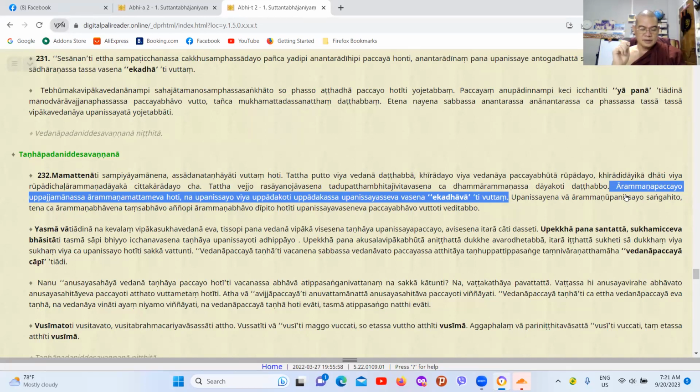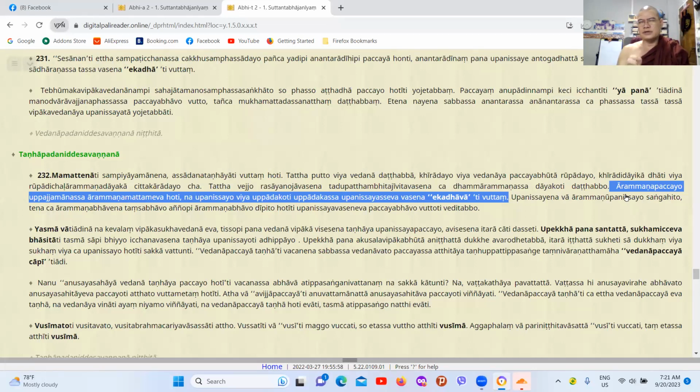If there is only aramana there, then it treats the vipaka sukha vedana as an object, but only aramana will be there. It will not be like upanisya. Upadakasa upanisya vasena ekada. So this dana arises exactly due to vipaka sukha vedana. Without vipaka sukha vedana, there is no upanisya, there is no tana.